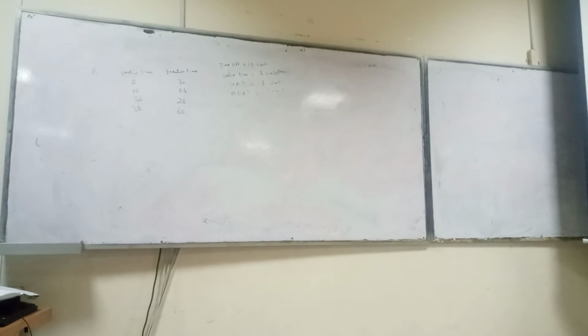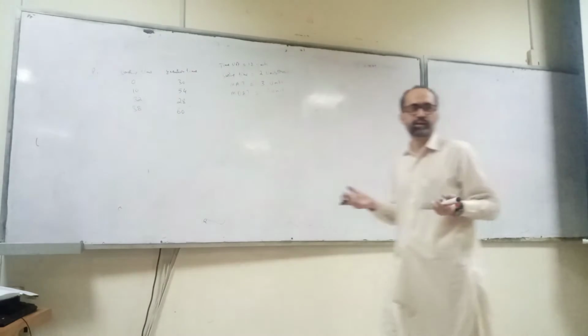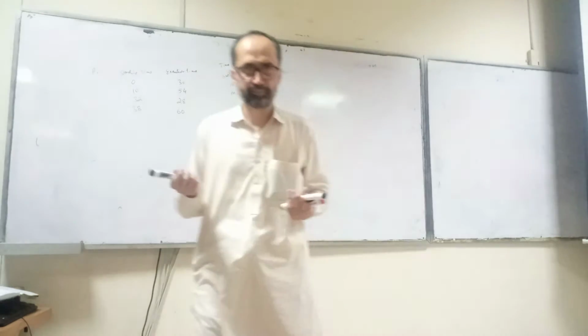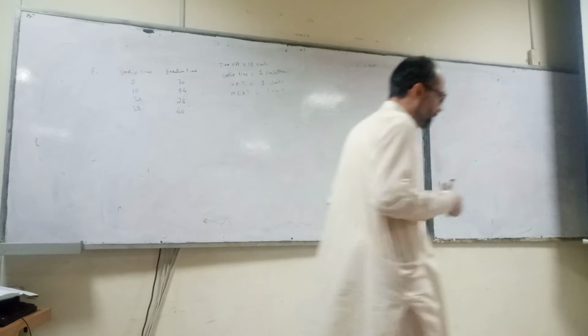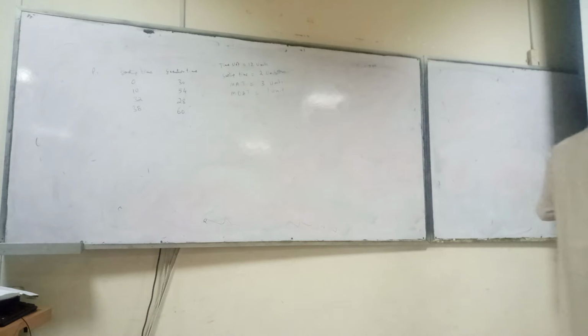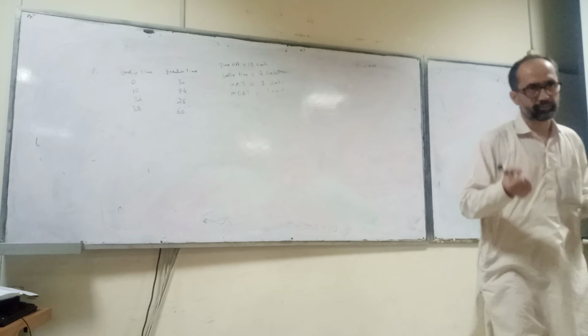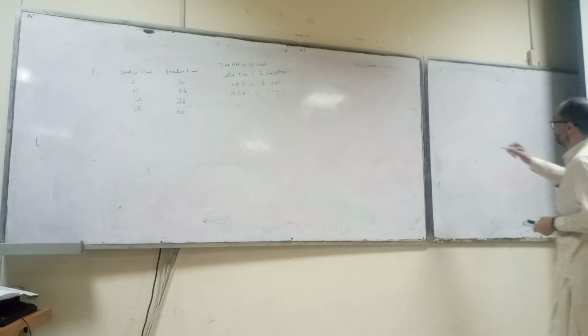So now we will study different types of operating system. One type of operating system is an interactive system, another type is a batch operating system. In an interactive system, there are multiple processes and multiple users, and multiple users are interacting with the operating system. So this is an interactive system.